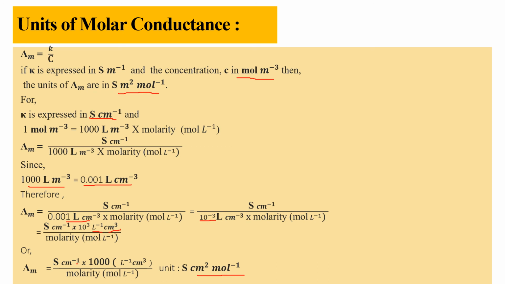The power of centimeter gets cancelled out, and the liter inverse gets cancelled out as well. So the unit of molar conductivity comes as Siemens centimeter square mole inverse. And for this, the formula of molar conductivity becomes kappa, in Siemens centimeter inverse, into 1000, the volume in centimeter cube per liter, divided by molarity, which is in mole per liter.